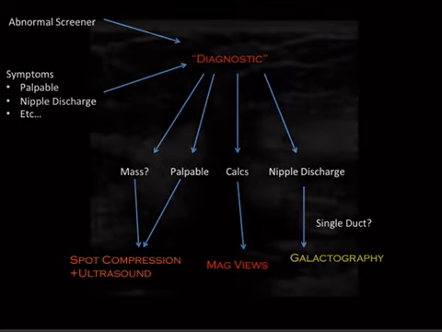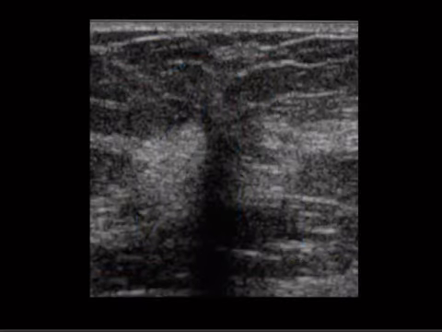So this person came back and they got an ultrasound, and this is a very classic appearance for a cancer on ultrasound. Shadowing mass with indistinct borders, anti-parallel, all the bad words. This is a BI-RADS 5.